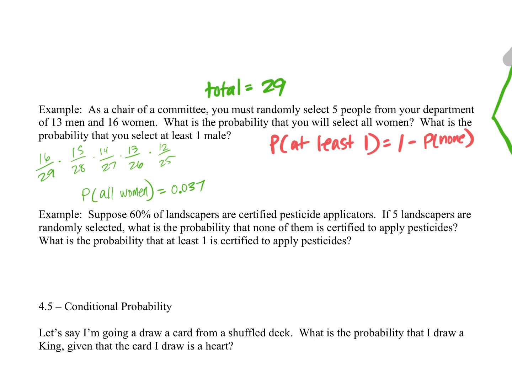So, what is the probability of at least 1 man? It's 1 minus the probability of no men. What was the probability of no men? Well, no men would be equivalent to all women, yes? So 1 minus 0.037. How are we feeling? All right.